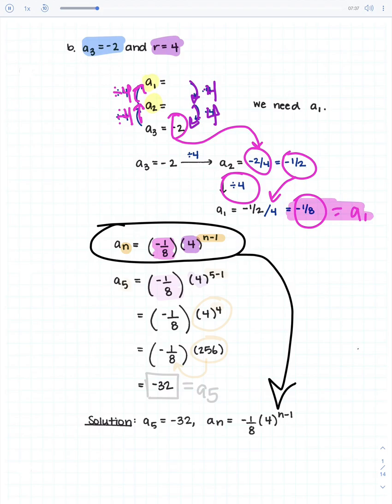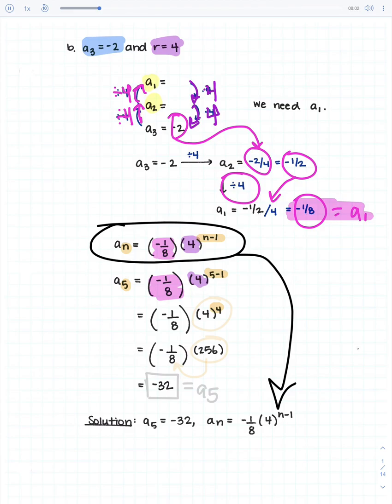The other thing that they wanted us to do was find the fifth term. Well, remember, finding the fifth term is even easier. We take the first term, the -1/8. We take our common ratio, which was 4. And if we're looking for the fifth term, we actually raise it to 1 less than that. We'll raise it to the 5 minus 1, which is 4.